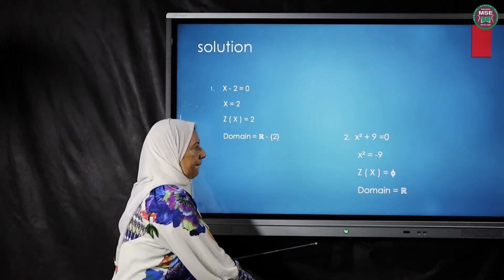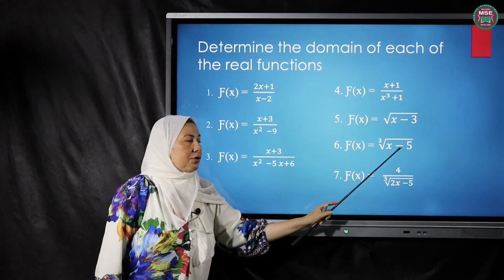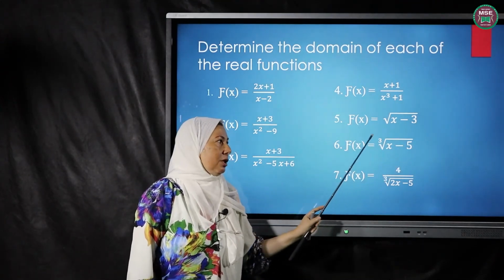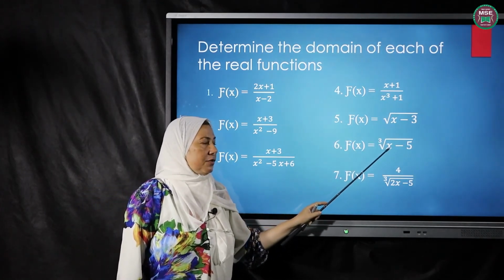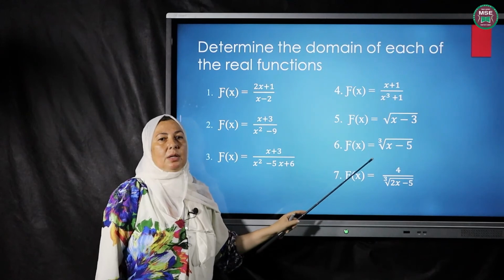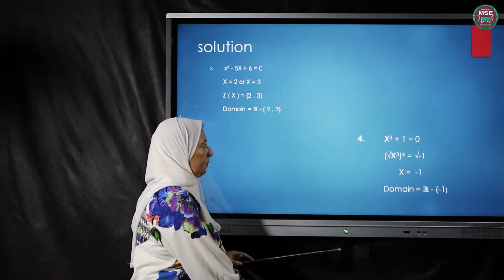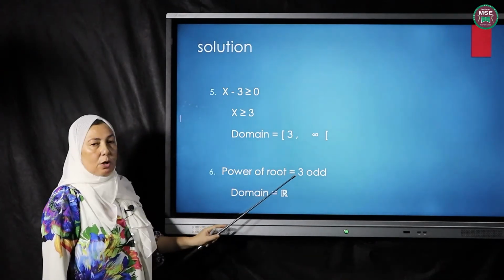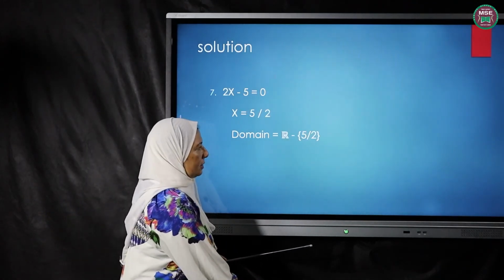Example number 6. f of x equals the cubic root of x minus 3. The cubic root is like a polynomial function, domain equals the real numbers. Any element, positive, negative or 0, has only one cubic root. Therefore, the domain equals R. The power of the root is odd, therefore the domain equals R.